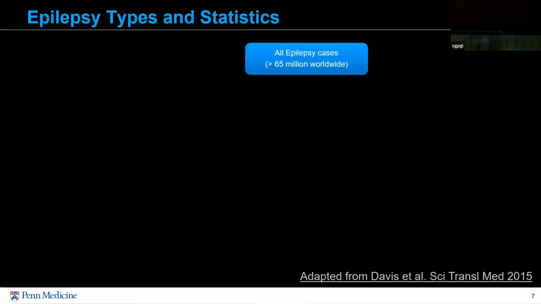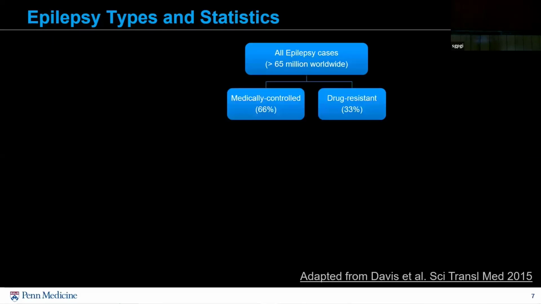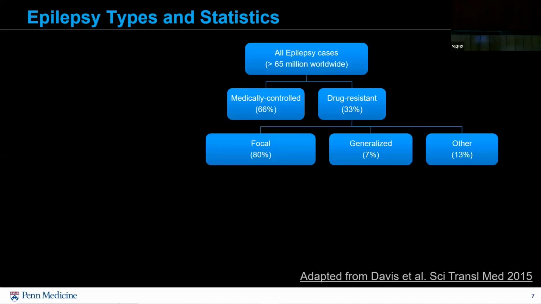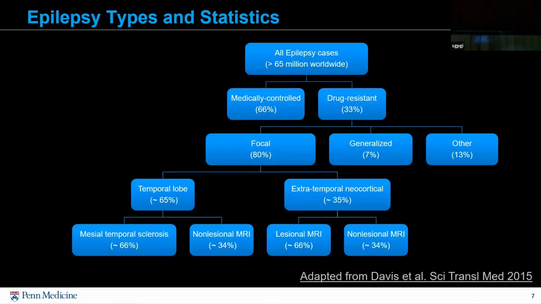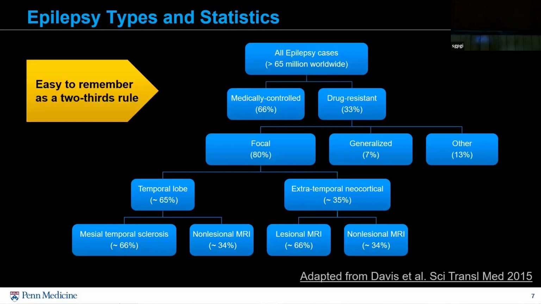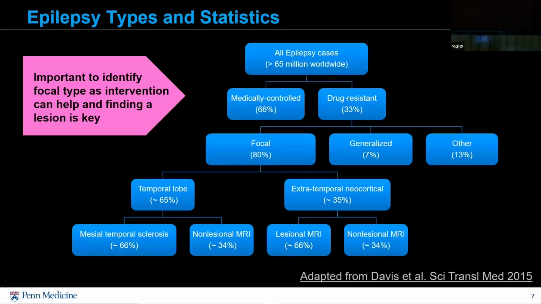If we look at our epilepsy cases in our practice, this slide is adapted from Kate Davis, my close colleague and medical director of the Epilepsy Center at Penn. About 2/3 of patients are controlled on anti-epileptic medications, but 1/3 are drug resistant. Among drug resistant cases, the majority are focal. About 2/3 of these are temporal, mostly mesial temporal sclerosis, and 1/3 are neocortical or extratemporal, again about 2/3 being lesional. You can kind of remember this as a 2/3 rule in these different categories.